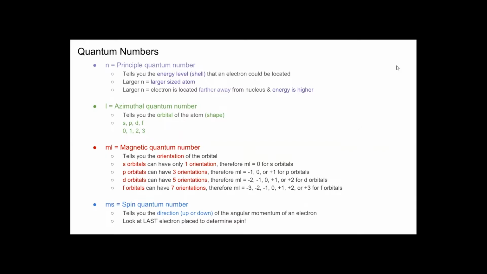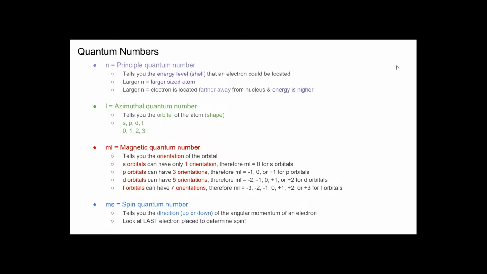The next one is the M sub L quantum number, and this is the magnetic quantum number. This basically tells you the orientation of the orbital. So for example, S orbitals can have only 1 orientation. Therefore the ML for S orbitals will always be 0. P orbitals can have 3 different orientations. Therefore it can be -1, 0, or +1.